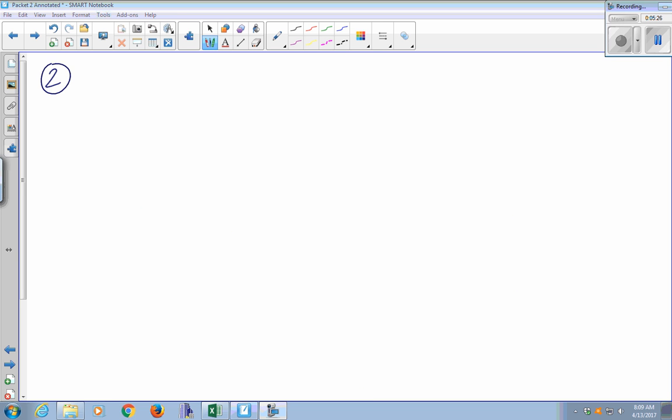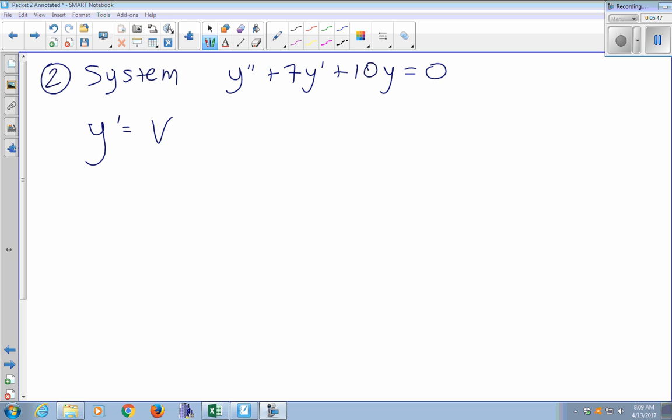All right, method 2, system, and use the methods of chapter 3. So I convert it to a system. Let me write down the original again: y'' + 7y' + 10y = 0. If I convert to a system, y' is v, and v' is, you solve for y'', so it would be -7y' - 10y, but then replace the y' with a v. So I get -7v - 10y.